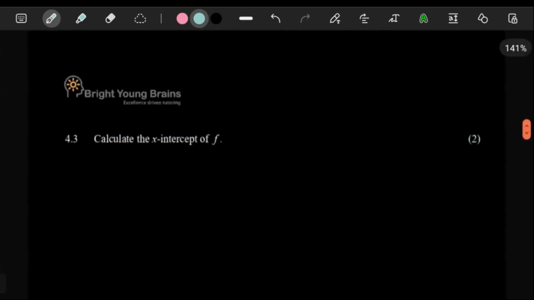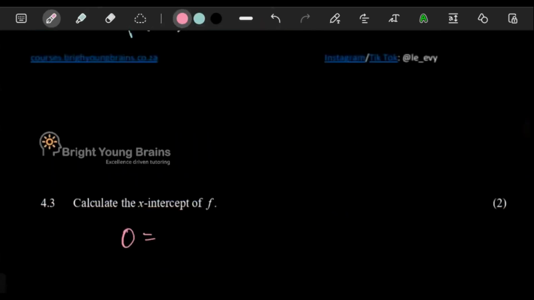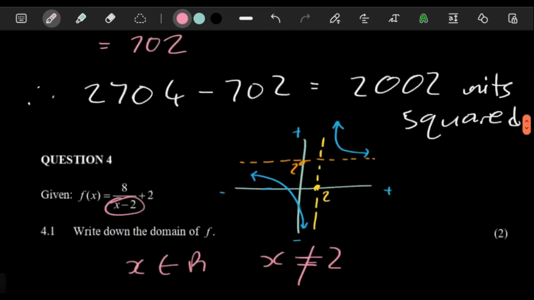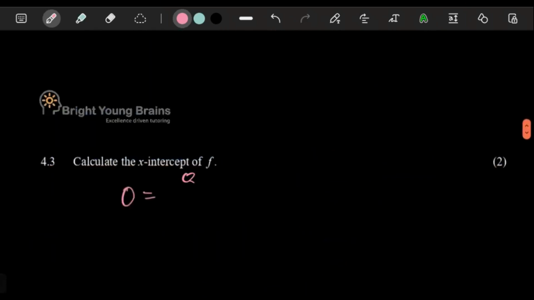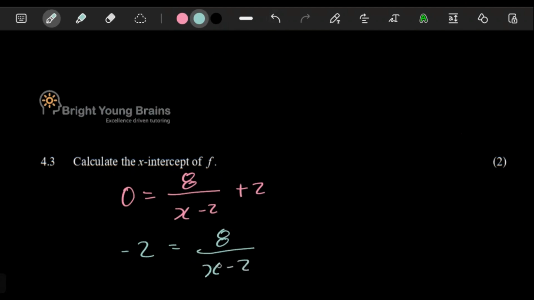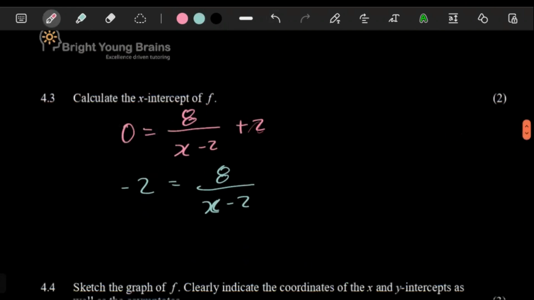The x-intercept, we make y as 0. So in our equation of our hyperbola, we make y here as 0. If you make y as 0 here, you can just now solve for x, right? This is like 8 over x minus 2, plus 2. Move this to the left, you can have negative 2. Then here you have like 8 over x minus 2. Just move to the left, right?